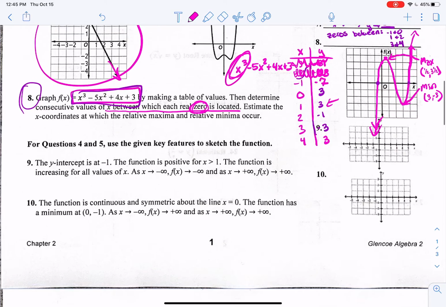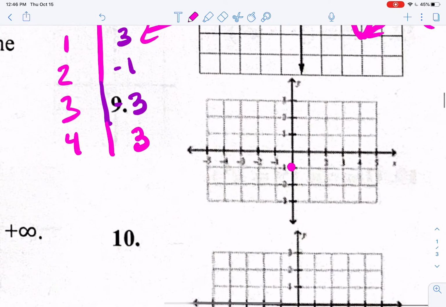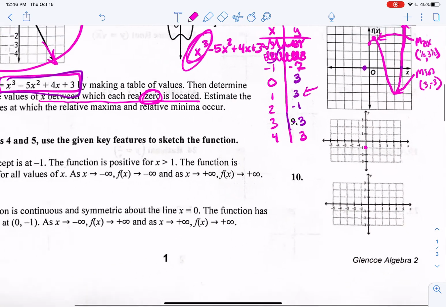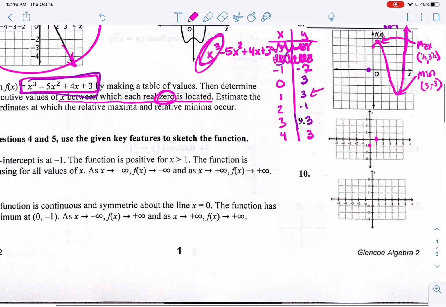The y-intercept is at -1 for number 9. I'm going to erase this. The y-intercept is at -1, so I'm going to go to -1 on the y and put my dot. The function is positive for all x's greater than 1, so I'm going to put a dot on x equals 1, and then it says the function is increasing for all values of x. So this is kind of representing a linear function. It's increasing the whole way.